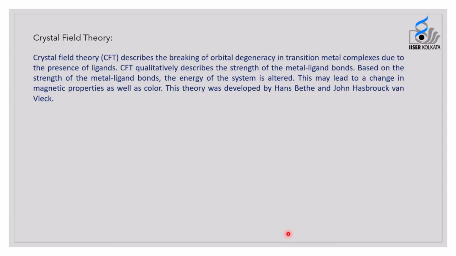Based on the strength of the metal-ligand bond, the energy of the system is altered. This may lead to a change in magnetic property as well as color. So because of this, the magnetic properties change and the color also changes. The color changes because of the distance between the orbitals after splitting, which we are going to explain later. And the magnetic properties change because of the spin of the electrons, as we have some paired and unpaired electrons depending on the ligand, which we are also going to talk about later in the same presentation.